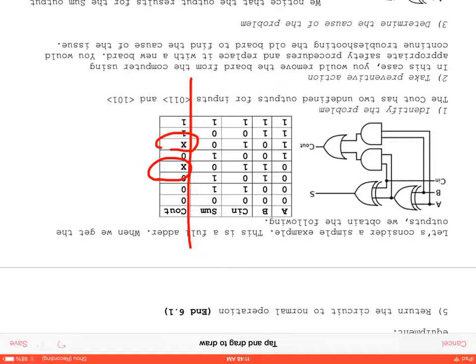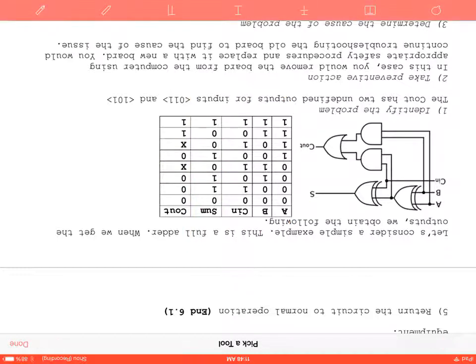So we identify, we check, and we see 0, 1, 1, 0, 1, 0, 0, 1. We know that our sum output is correct. We see that we have properly input our inputs. There's nothing wrong with the input sequence. So we identify that the problem is we are having undetermined values on our outputs, and specifically, that our outputs are for input combinations 0, 1, 1, and 1, 0, 1.